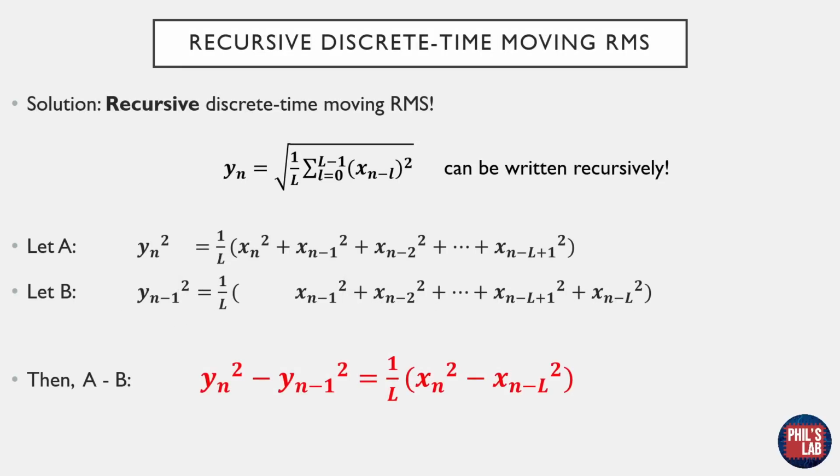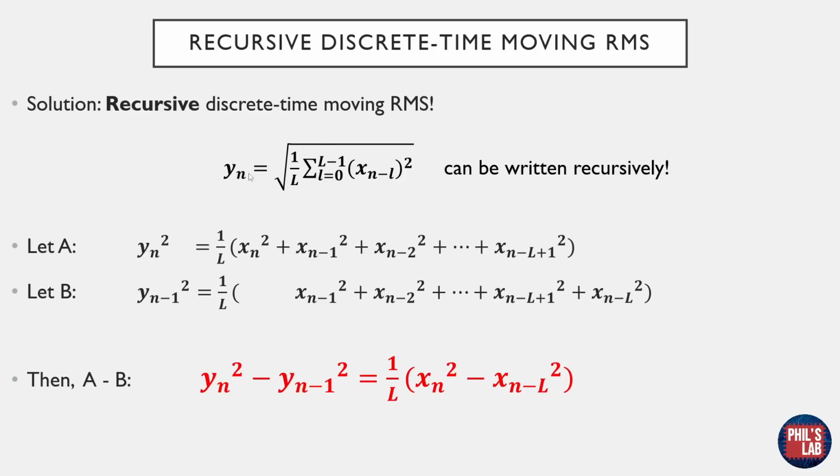In comes the savior, which is the recursive version of the discrete time moving RMS, and this is really quite elegant and very easy to derive. We start again from our previous equation where we're just summing squares of our input samples, dividing by the number of input samples, and then taking the square root.